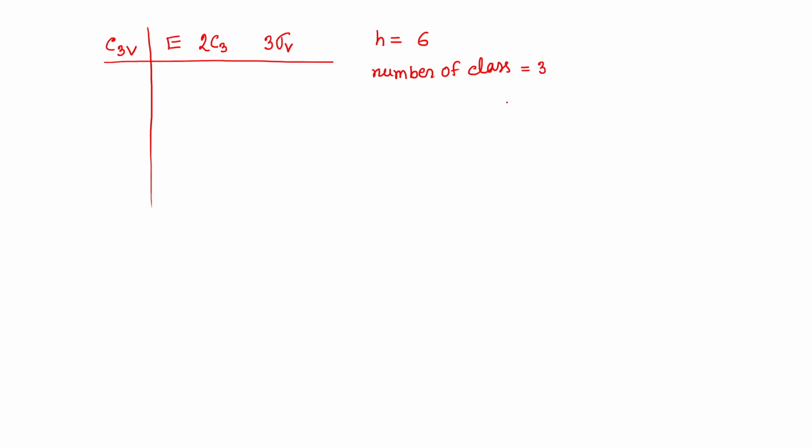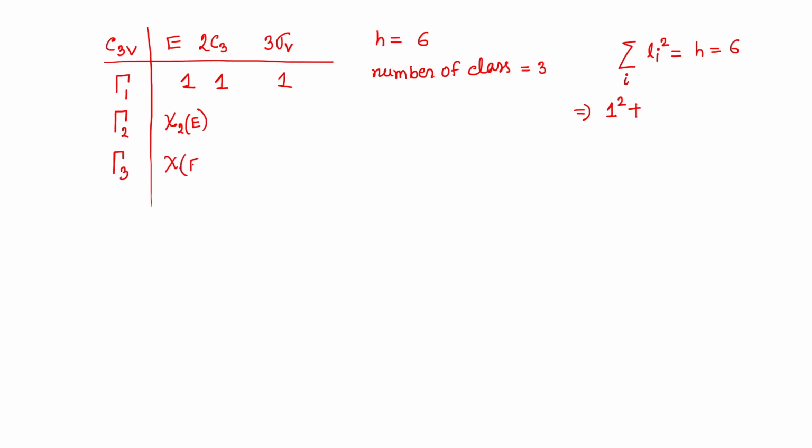As the number of classes is 3, then from the GOT or working rule we know there are going to be 3 irreducible representations. Now obviously the first one is going to be totally symmetric. What about the others? Obviously we have to look at the working rule, that is the sum over i of dimensionality squared is going to be h. Here it is 6. So we already have 1 squared. Then we are going to have the character of E in the second irreducible representation, chi 2 of E squared, plus chi 3 of E squared, is going to be 6.